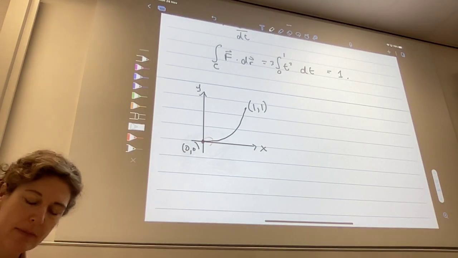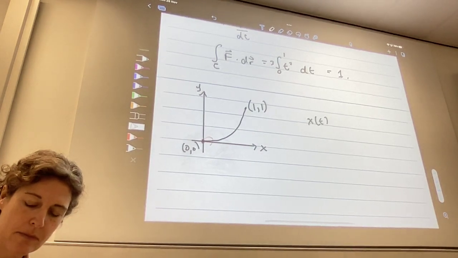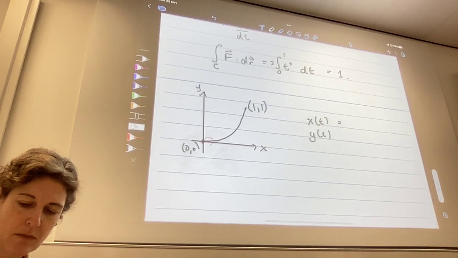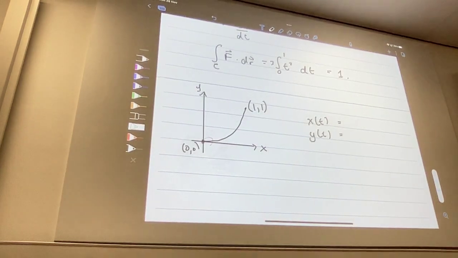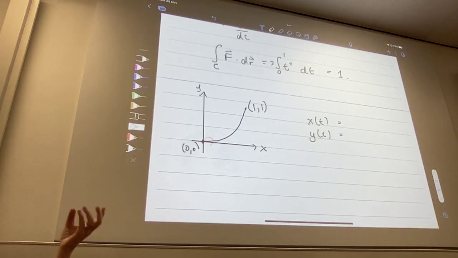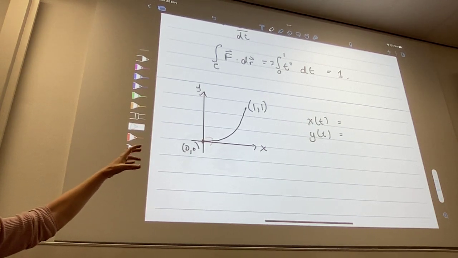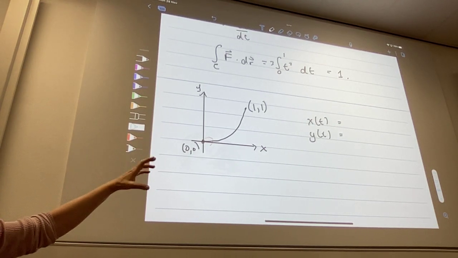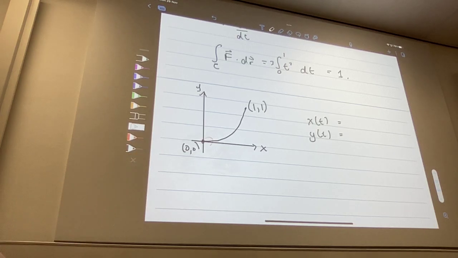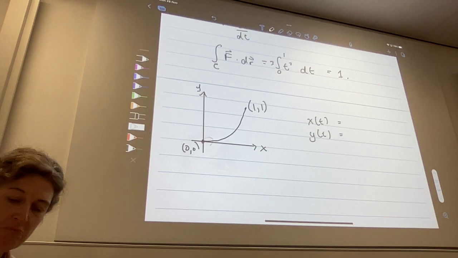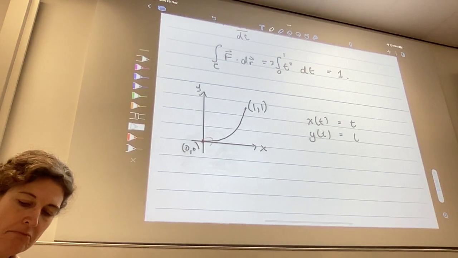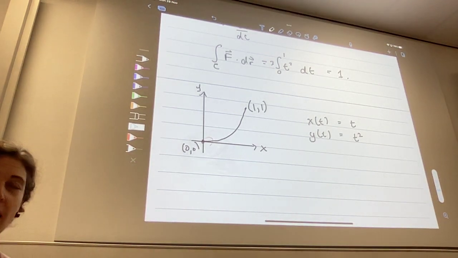Let's parameterize. Okay, so I want some parameter t, and as I vary t, it's going to move x and y. As I change t, x and y will move along that curve. What should my parameterization be? X equals t, y equals t squared. Seems reasonable. And my limits?